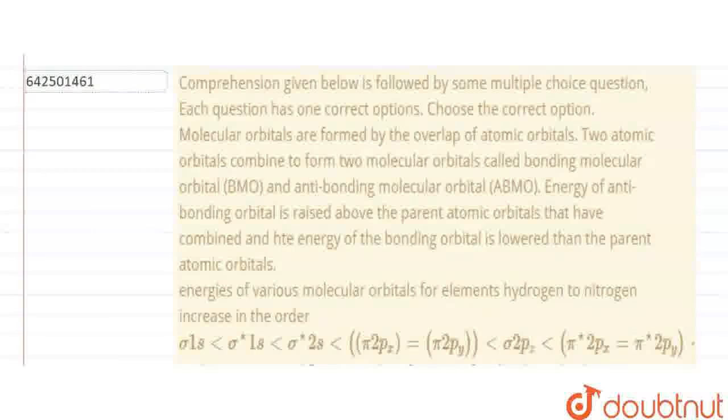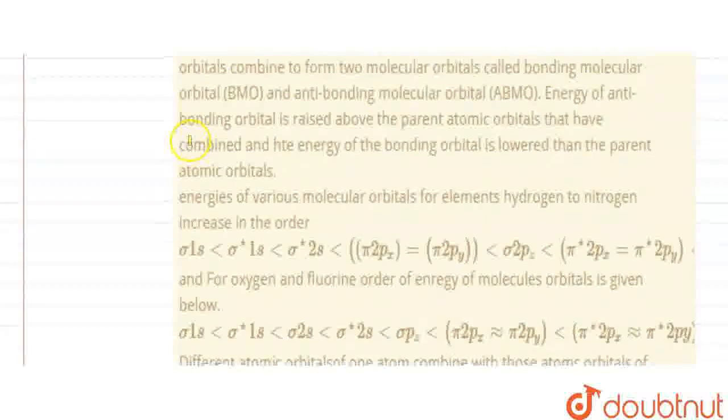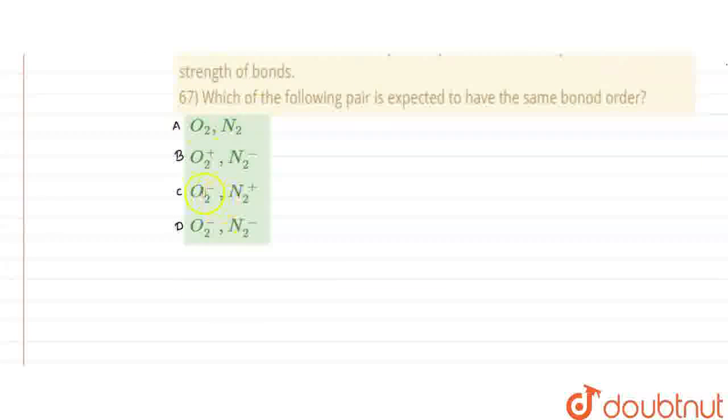Okay, so hello everyone. Now this question over here says that the comprehension given below is followed by some multiple choice questions. Each question has one correct option, so we have to choose the correct option. We have been given this particular comprehension, this question and these multiple choices, so we have to answer the correct one.